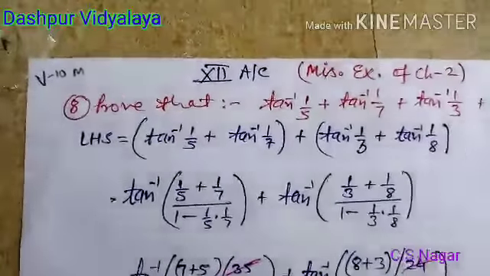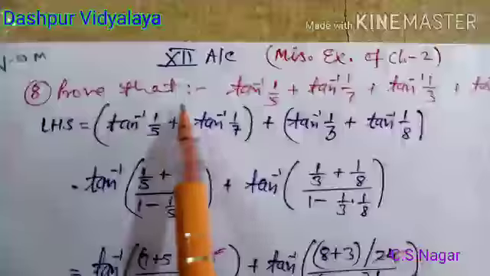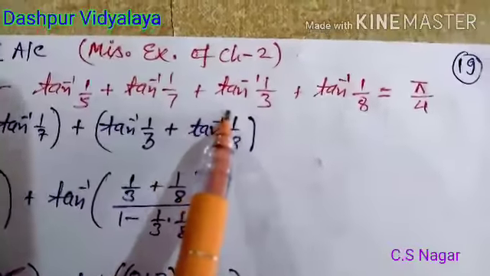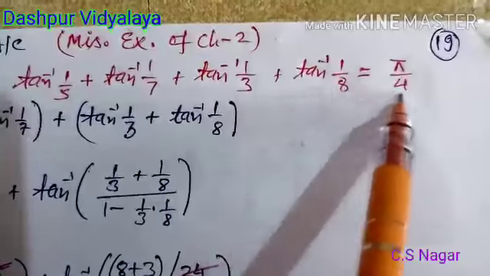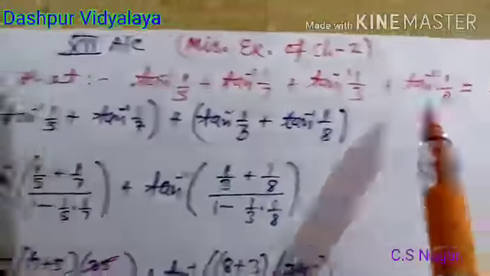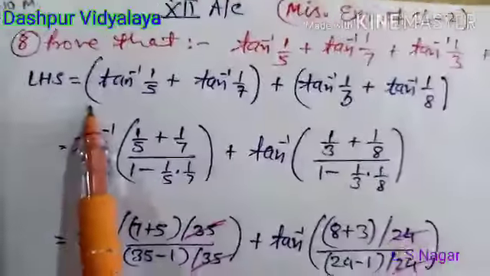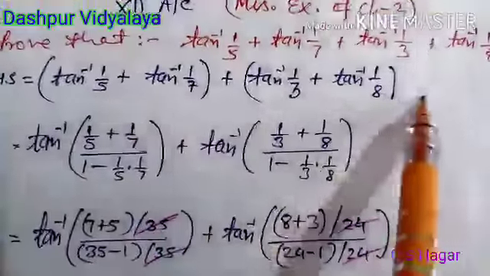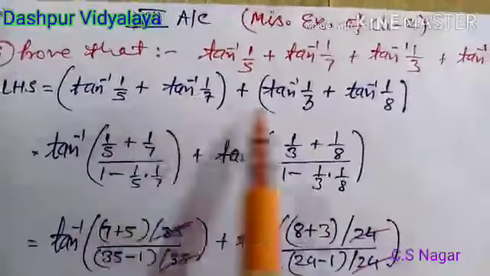Now next question is question number 8. Prove that tan inverse 1 upon 5 plus tan inverse 1 by 7 plus tan inverse 1 by 3 plus tan inverse 1 by 8 is equal to pi by 4. So by taking LHS, there are total 4 terms. So let's take the first 2 terms and the last 2 terms.